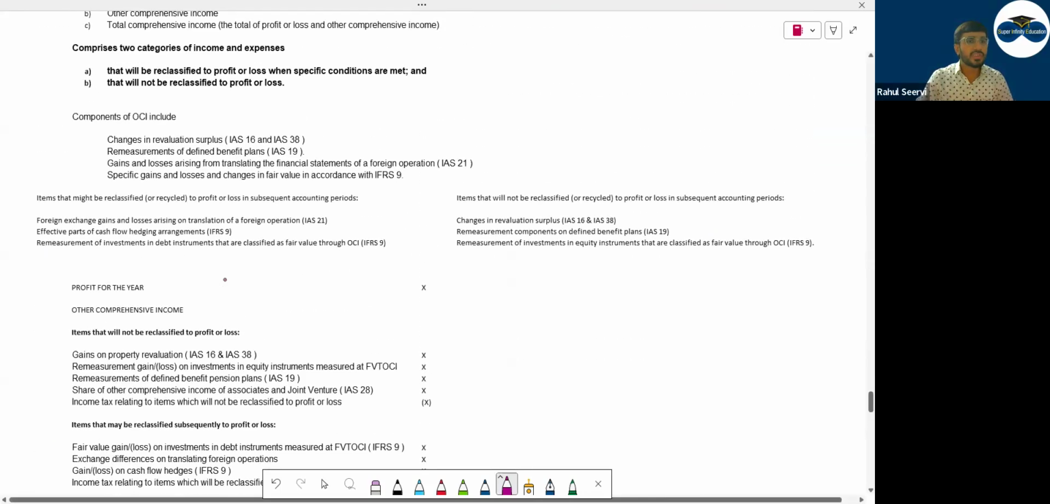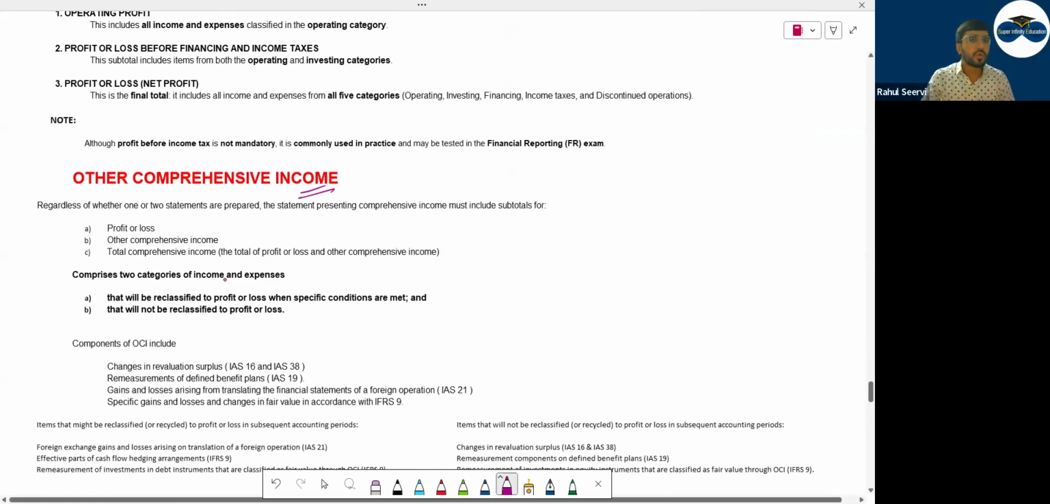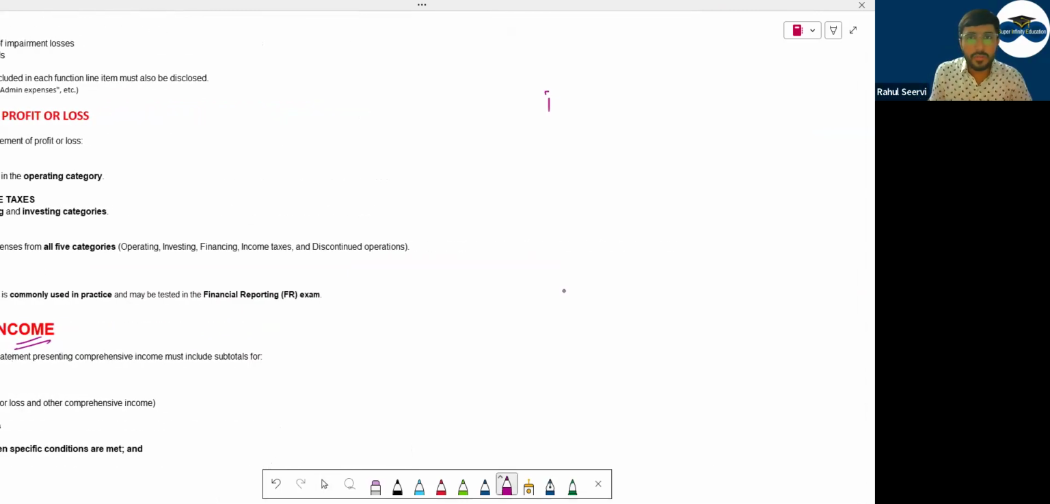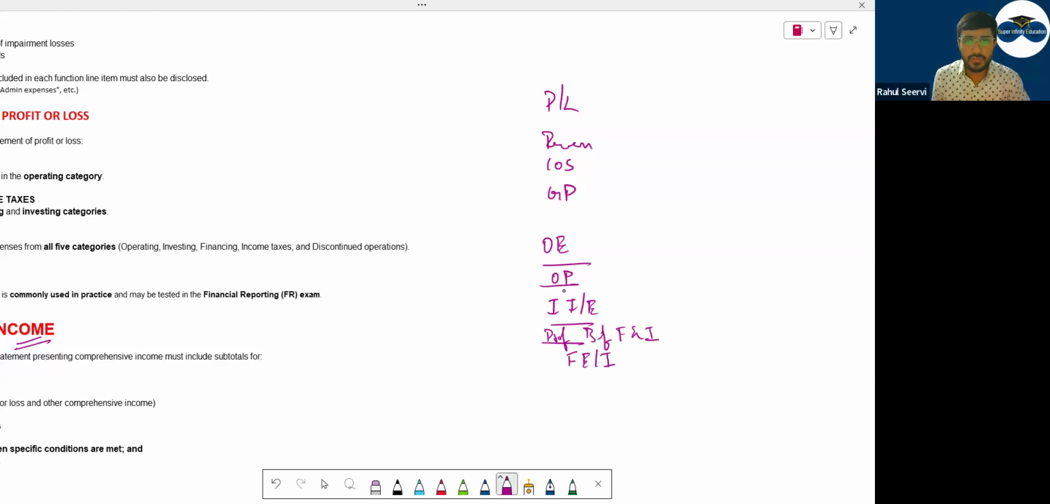Now coming to OCI items. What is OCI? Other comprehensive income. This is very important. You have seen the P&L format. The P&L format was what? Revenue, cost of sales, gross profit margin. Then you have operating expenses. You get operating profit. Then you have investing income and expenses. You have profit before financing and income tax. Then you have finance expenses and income. Then you have income tax. After income tax we get the profit figure, profit for the year. This format should be clear to each and everyone.